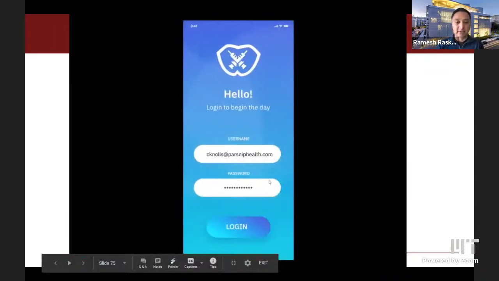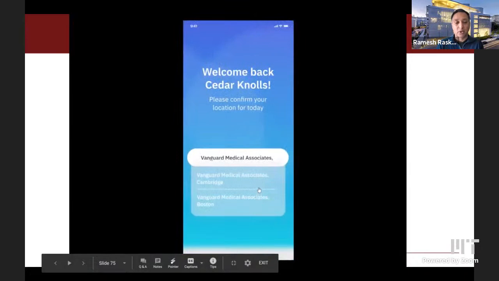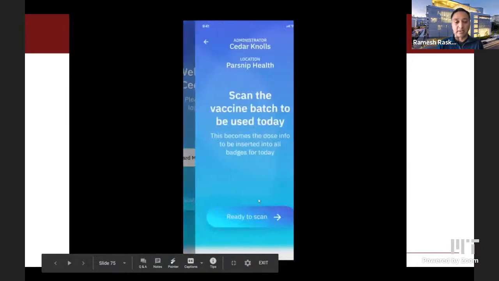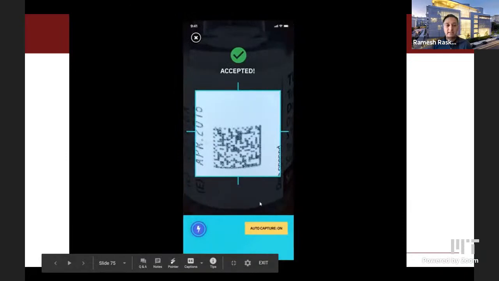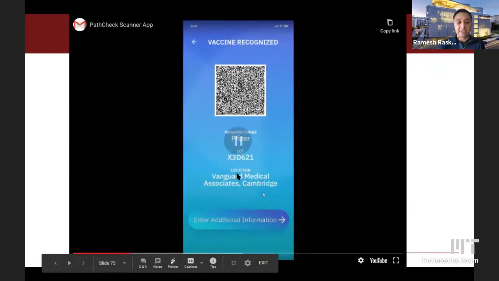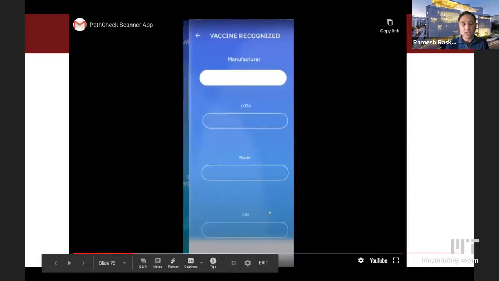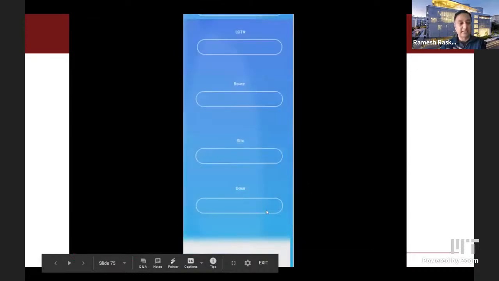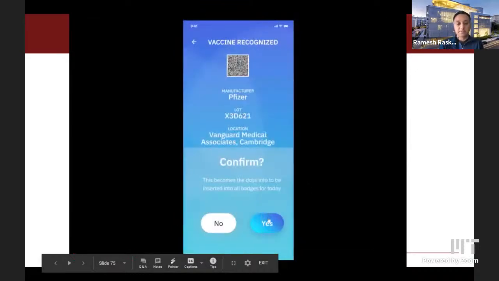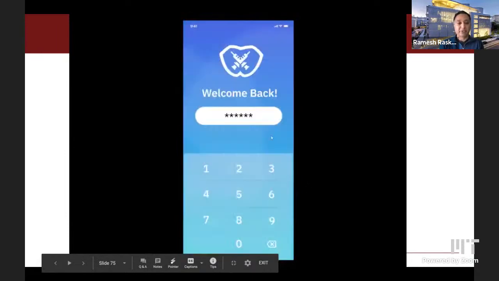So, the vaccination site has to be authenticated, in this case through a login, Vanguard Health. On the day of vaccination, they would make sure that they know what dose they're giving out today. So they're giving out a dose from Pfizer in lot X3D 621 at this location in Cambridge. Once done, they can confirm that this is all good, and then they're ready for the day.